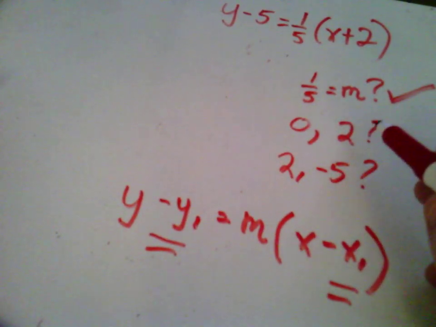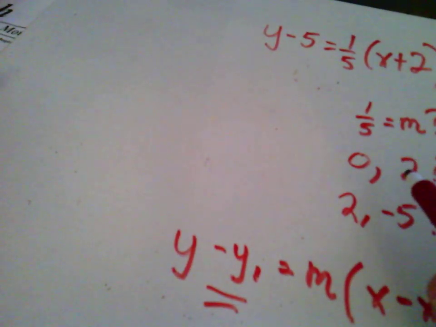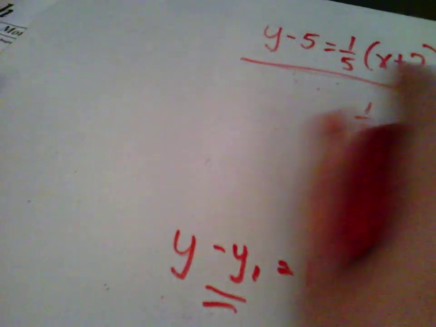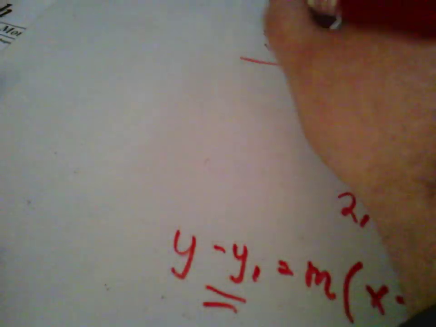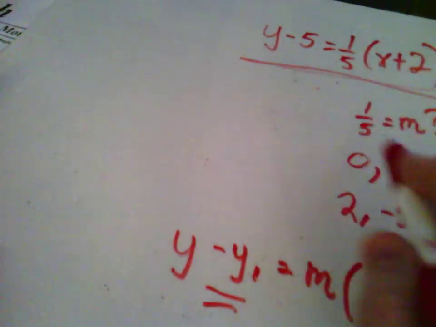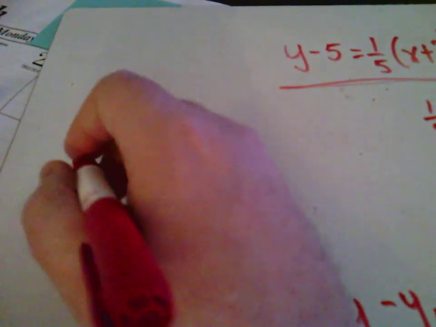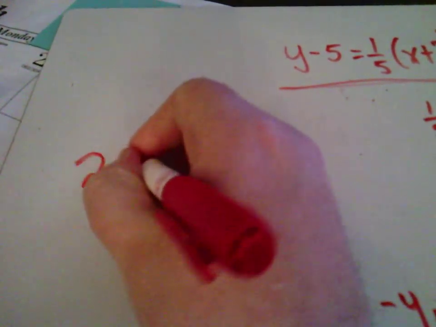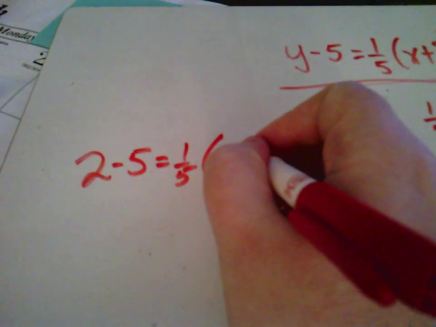Is 0, 2 a point? Now, there's a few different ways we can figure this out. We're going to go with the old-fashioned method. I know that this problem says consider the graph of this equation, and we could graph it and determine whether or not 0, 2 is on the line. But for this problem, let's solve it using substitution. Let's substitute 0 in for x and 2 in for y. What do we get? Well, if y is 2 minus 5, does that equal 1/5 of x, which is 0, plus 2?